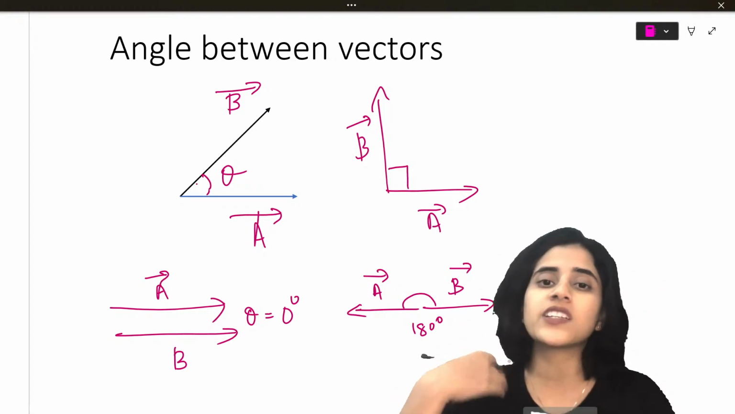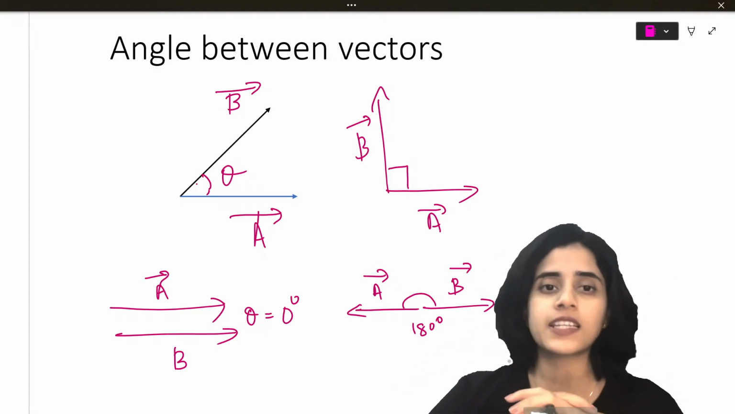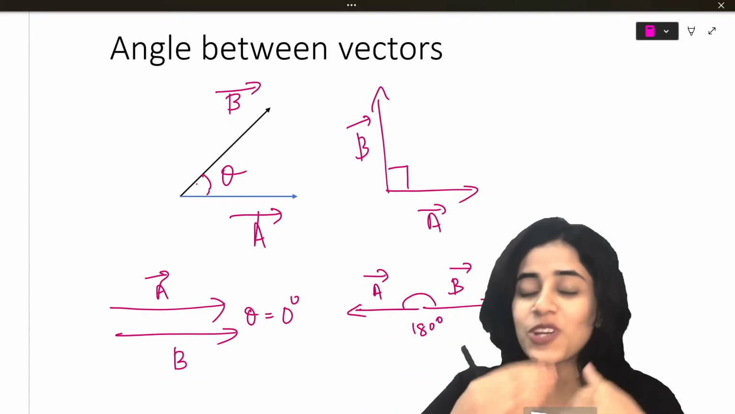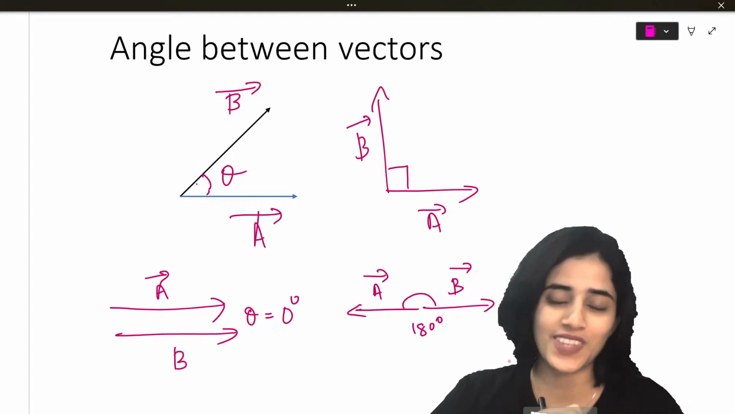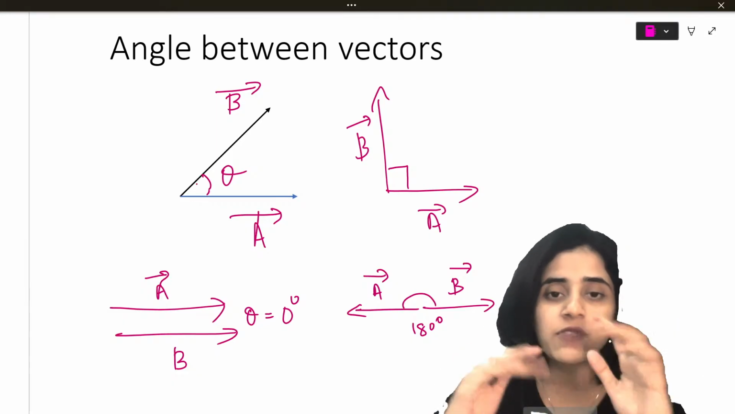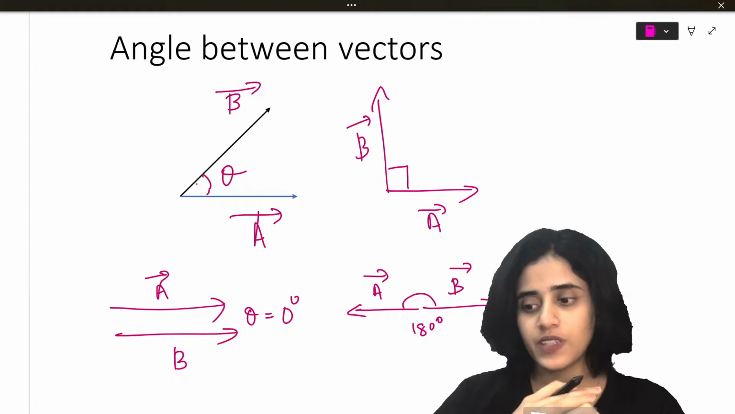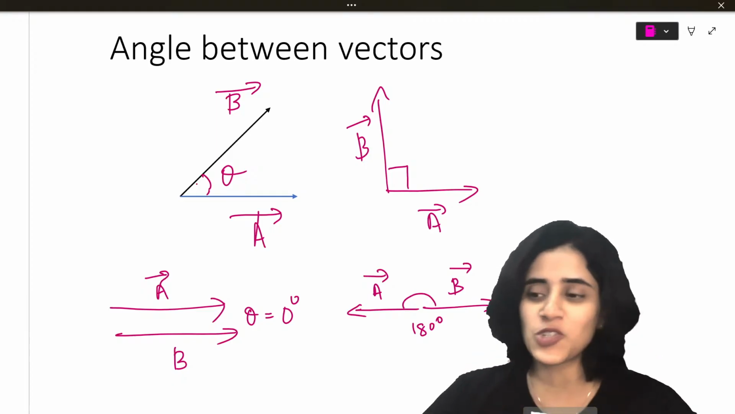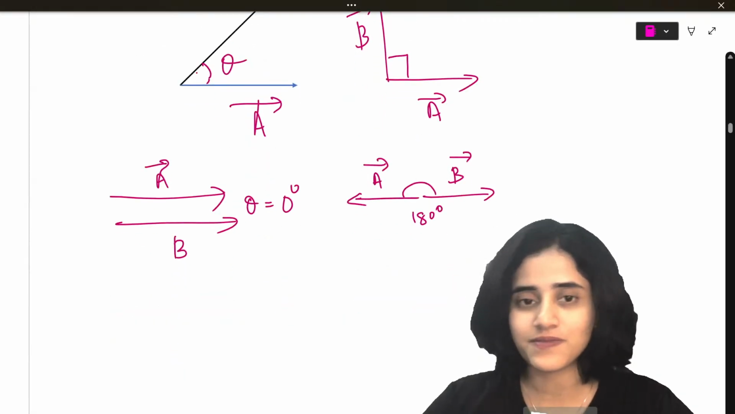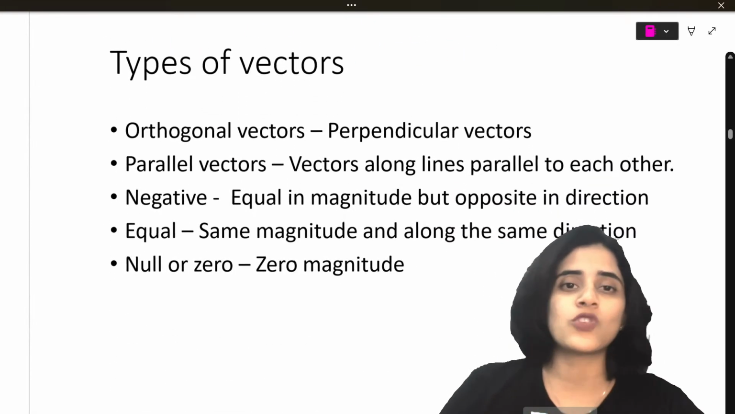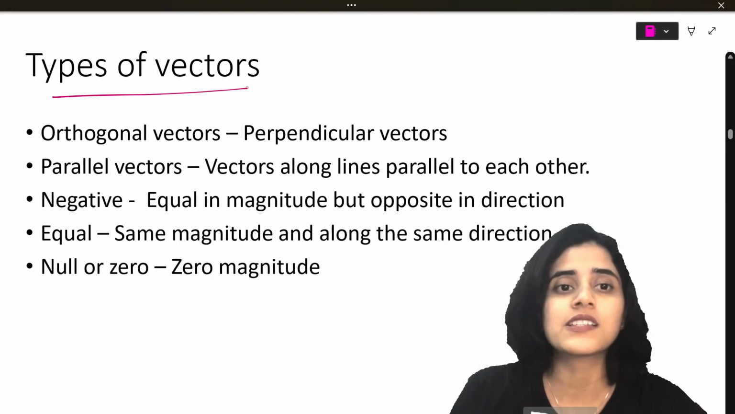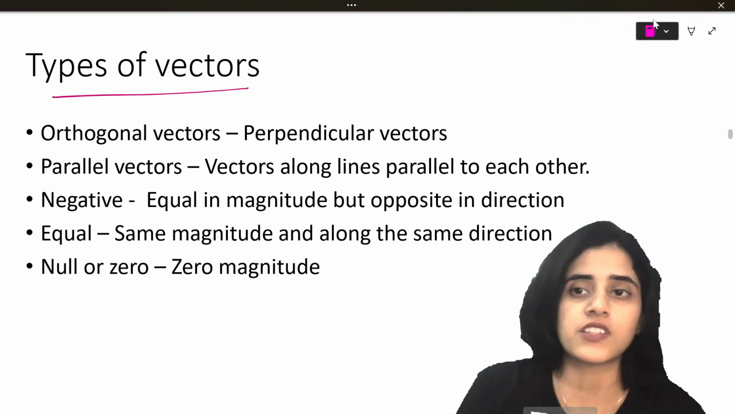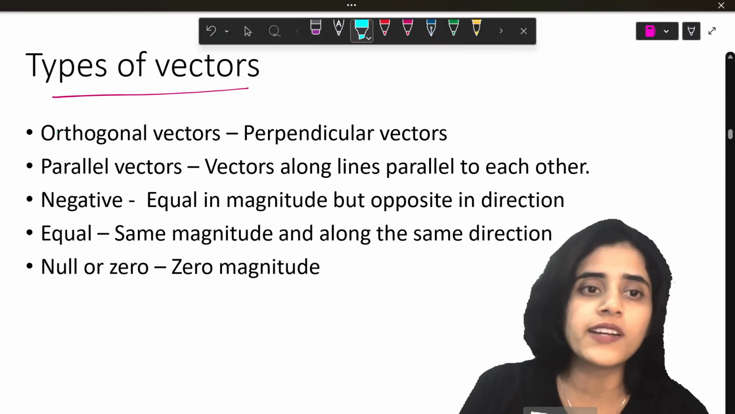Now depending on the angle between the vectors, you can call them different vectors. They all have some names which are also important. Let's learn those names. Ready for learning those names? So that comes under types of vectors. The first one is perpendicular vectors, or orthogonal vectors.